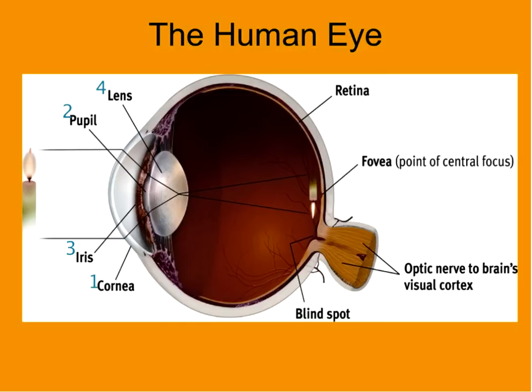Part number 4 then is going to be the lens. The lens is an elastic structure. You can see it right here in our cross section of the eye here. It's an elastic structure behind the pupil, which gets thinner to focus on things that are nearby and thicker to focus on things that are farther away.